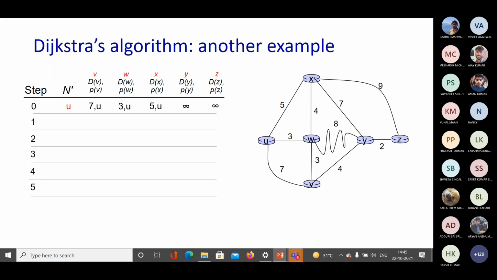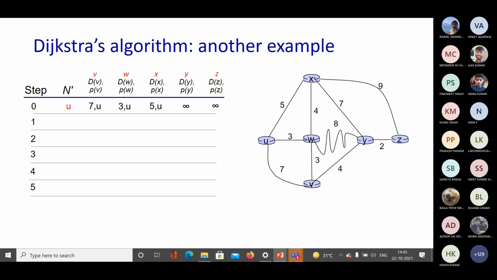So we already have direct connections from U to V, U to W, and U to X. So it is 5, 3, and 7. The rest, Y and Z, will have infinite cost. Okay, so now what should be the next node that you will consider?